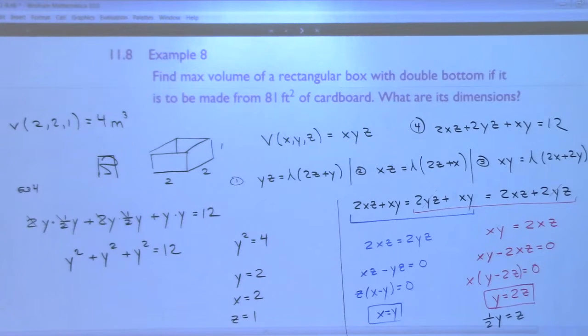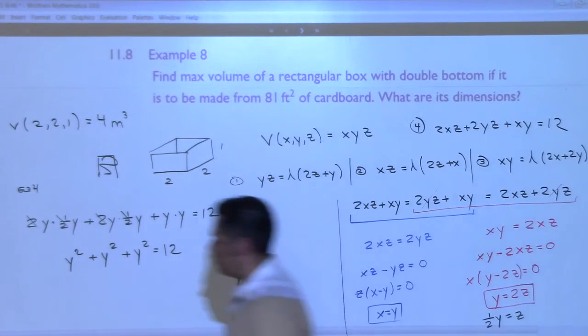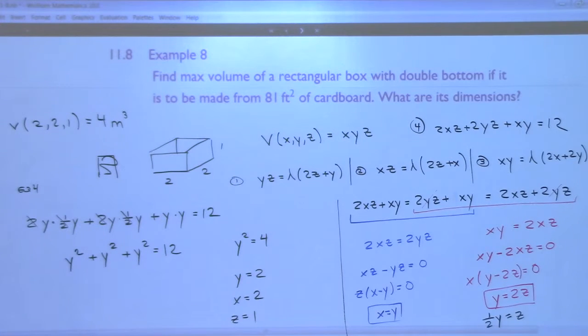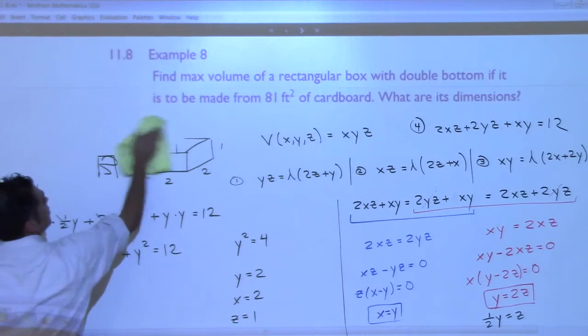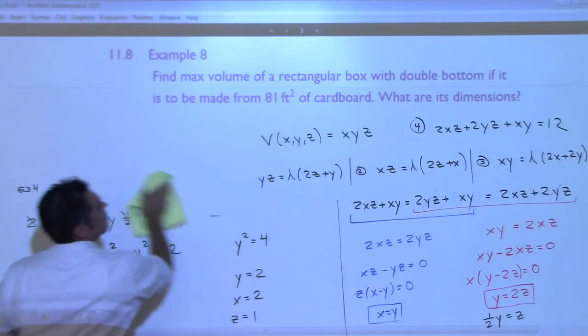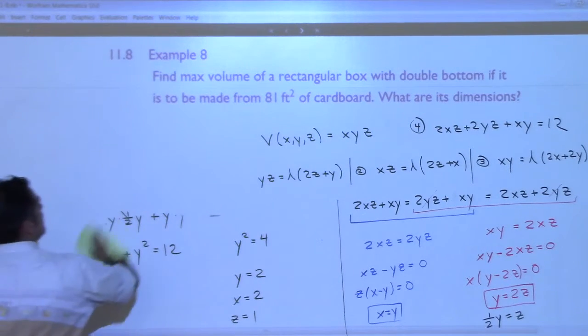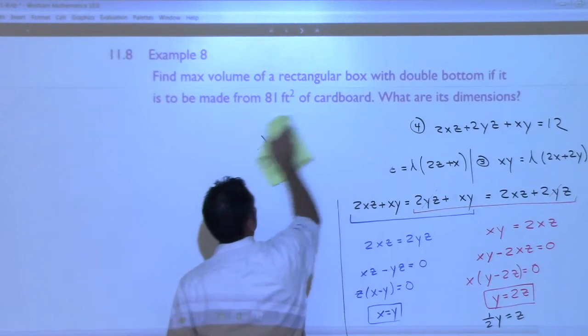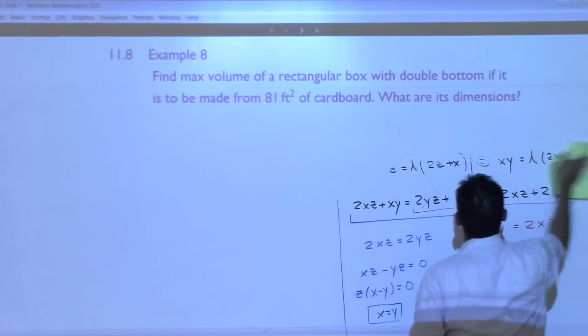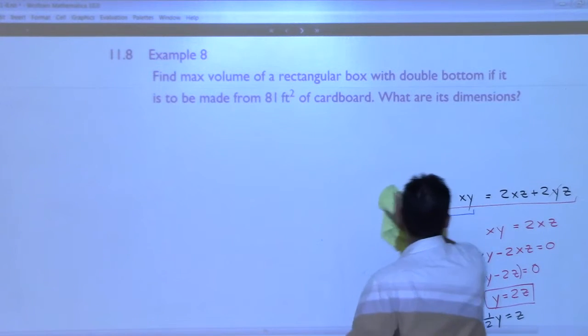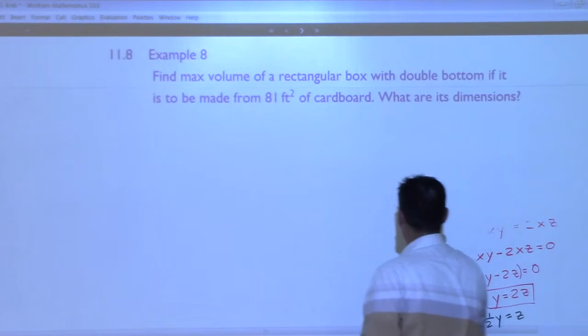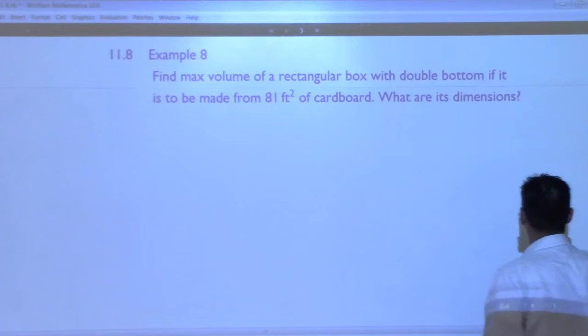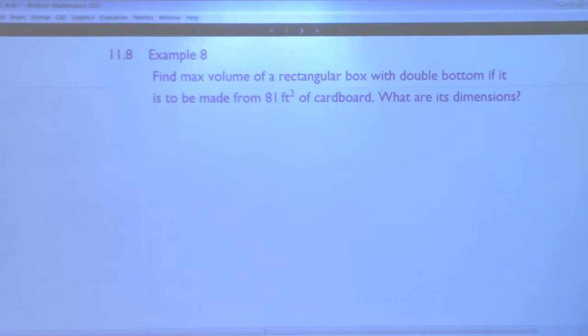Let's not go through this whole problem. Let's just take a look at the setup for this one. Find the maximum volume of a rectangular box with a double bottom if it is to be made from 81 square feet of cardboard. What are its dimensions? So this is basically the same thing, but what's different in this problem? Double bottom, right? And you have a top too. And it has a top, so this doesn't say that it doesn't have a top, right?